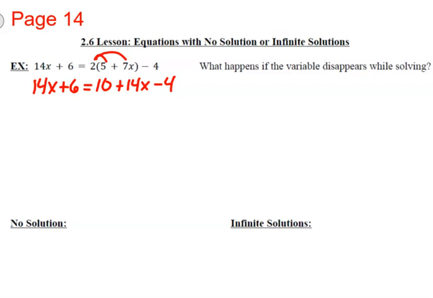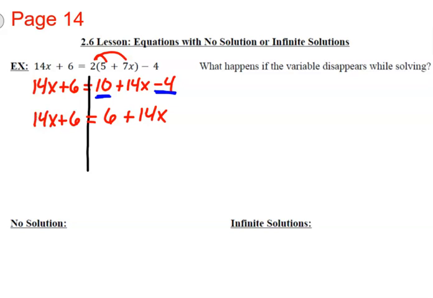So notice that I do have like terms that are on the same side. If you have like terms that are on the same side, you should do that before you take things to opposite sides. So I'm going to put those two like terms together first. So I still have 14x plus 6. And over here, I'm going to have 10 minus 4 is 6, and I still have a 14x.